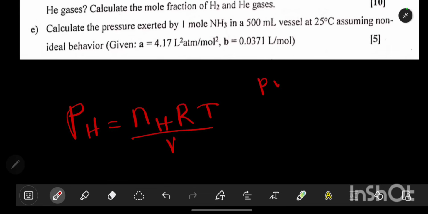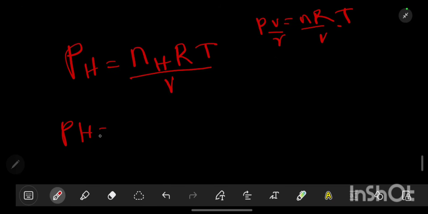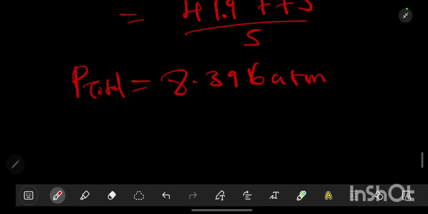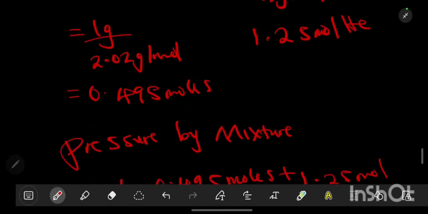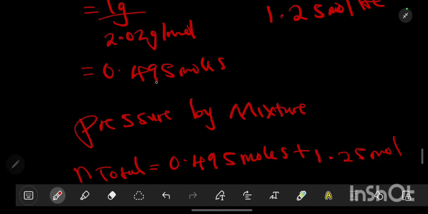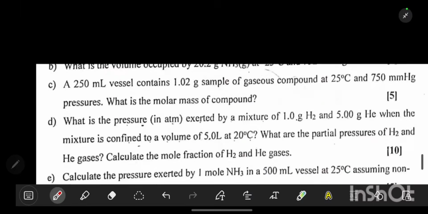Just the normal PV is equal to nRT, making V the subject of the formula. We divide by V, so nRT over V. So this is the pressure of hydrogen. What are the number of moles of hydrogen? If you recall, the number of moles of hydrogen was found to be 0.495.